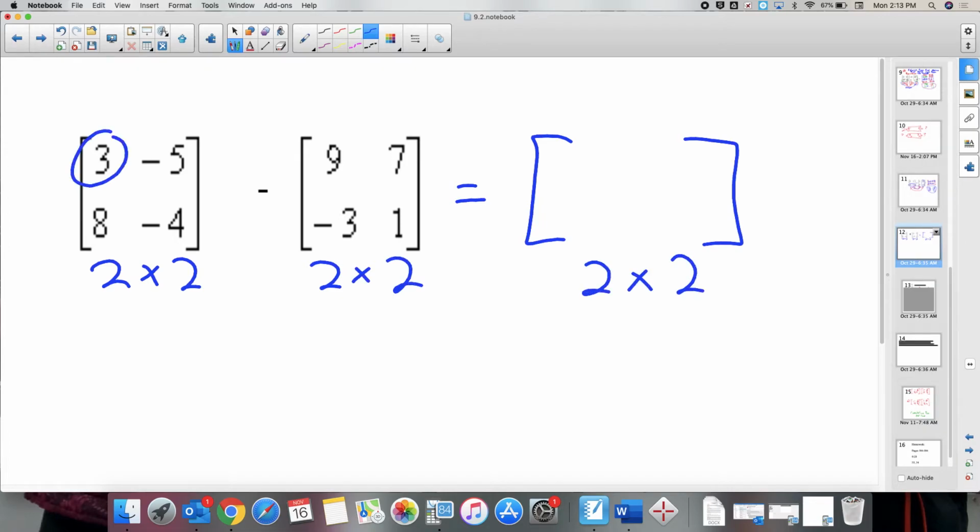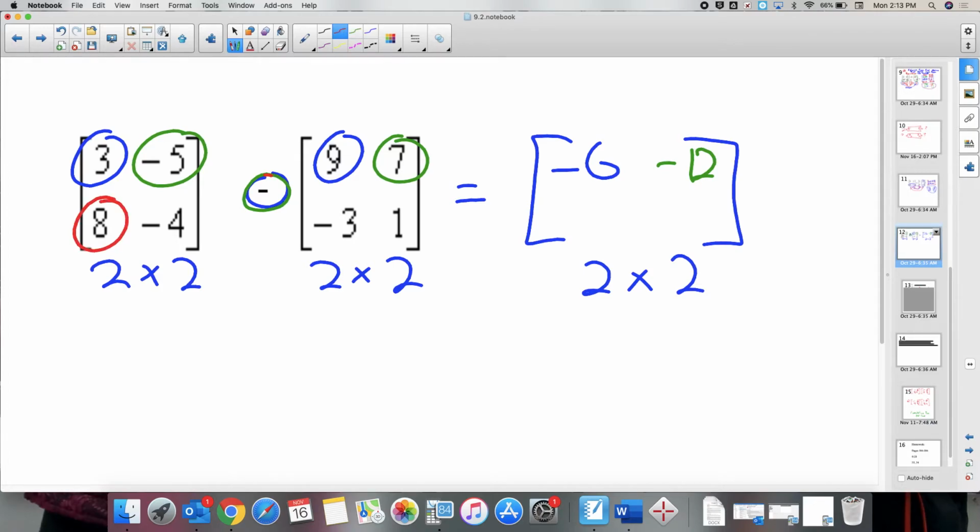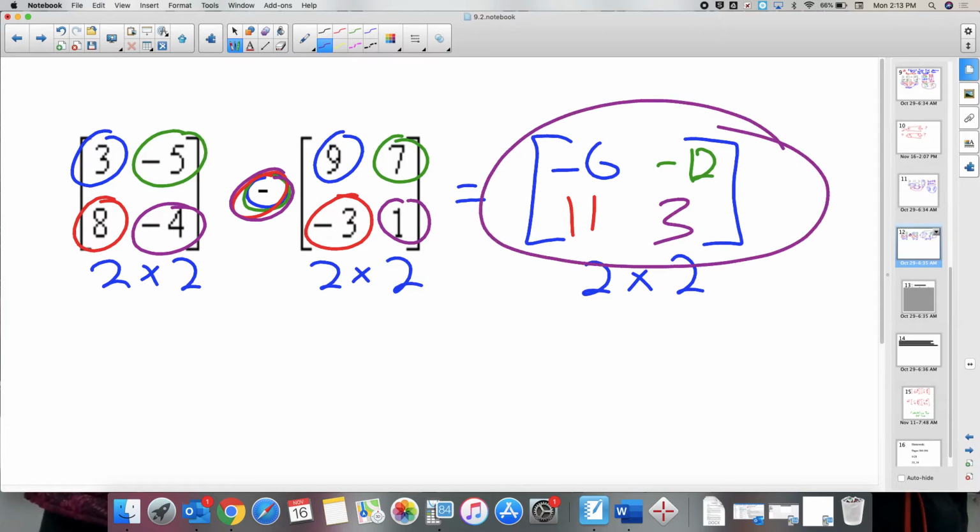Just subtract your values. 3 minus 9, negative 6. Negative 5 minus 7, negative 12. 8 minus negative 3 is 11. -4 minus 1 is 3. So there's your answer. Notice adding and subtracting is a lot more straightforward.